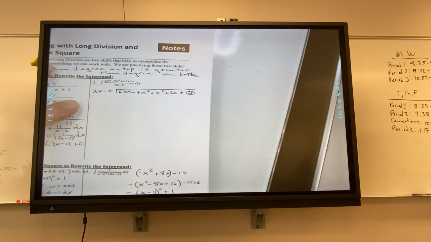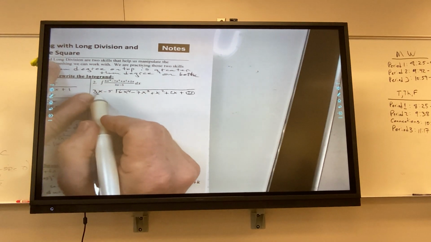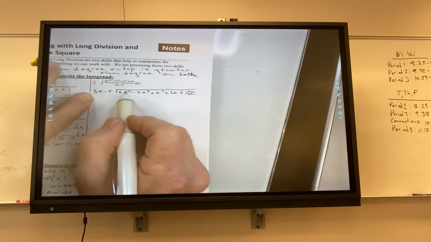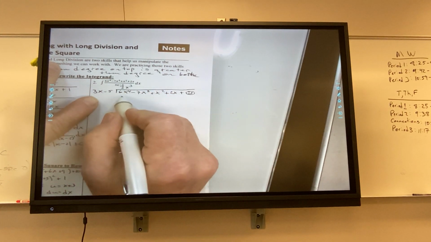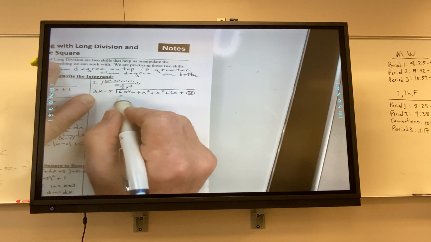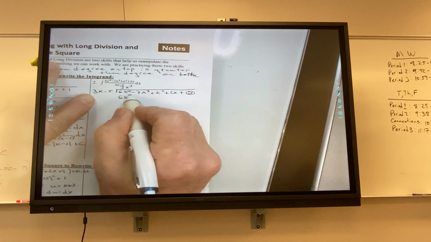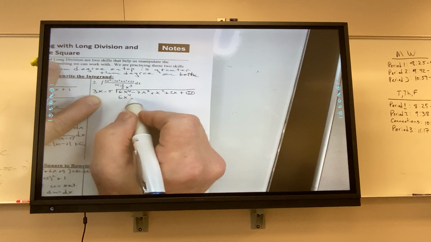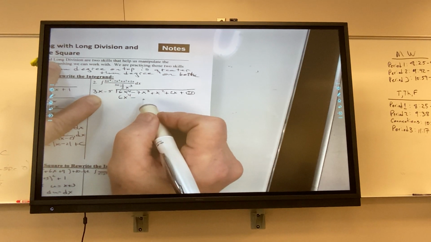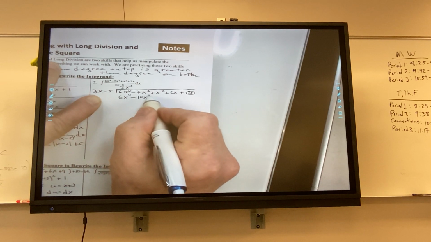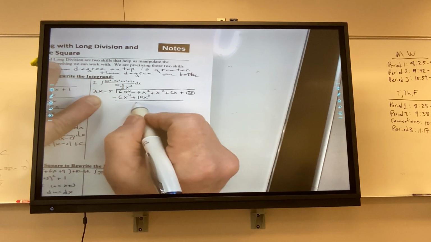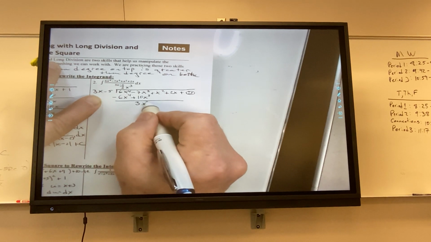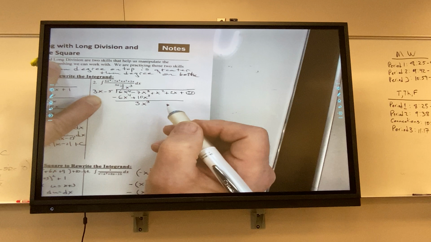Audrey, what can I multiply 3x by to make it 6x to the 4th? 2x to the 3rd. What am I going to write down below here? 6x to the 4th, right? Minus 10x to the 3rd, perfect. Change the signs. Add. Audrey, do I get a 3? Yes. And I have another 3? Yes. Isn't that marvelous? And I'm going to bring down the plus x squared.